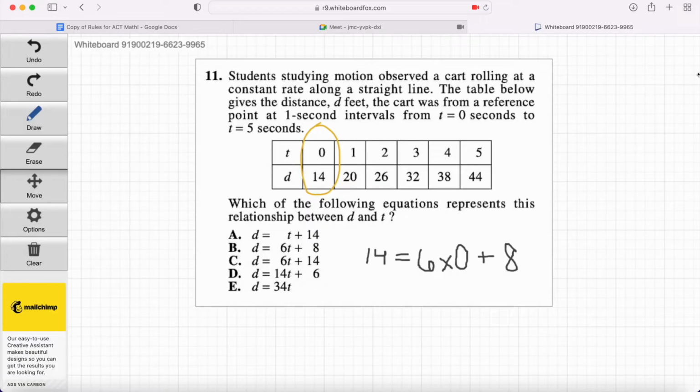6 times, okay, which would be, no, it's not. What's 6 times 0? 0. So that's going to be 0 plus 8. We see that, right? Mm-hmm. Equals 8, which is not 14. Definitely not equal to that. Does that make sense? Yes, sir.